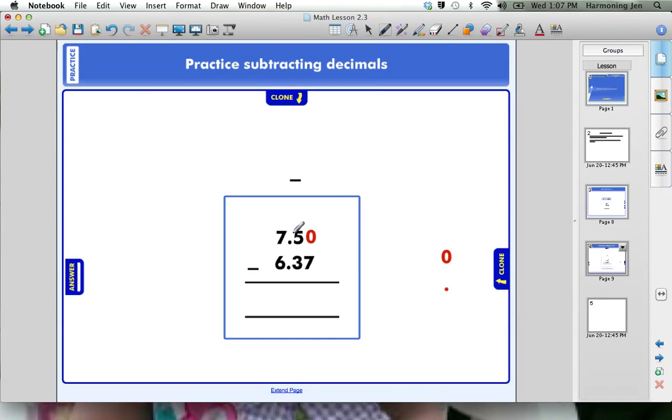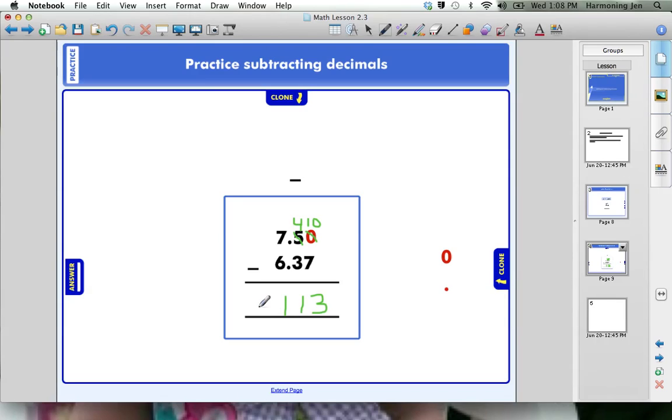So if I take 1 from the 5 here, that gives me 4. And I'm going to trade that 1 in for 10 hundredths here. So I've got 10. Now I can subtract. 10 minus 7 is, you got it, 3. 4 minus 3 is 1. 7 minus 6 is 1.